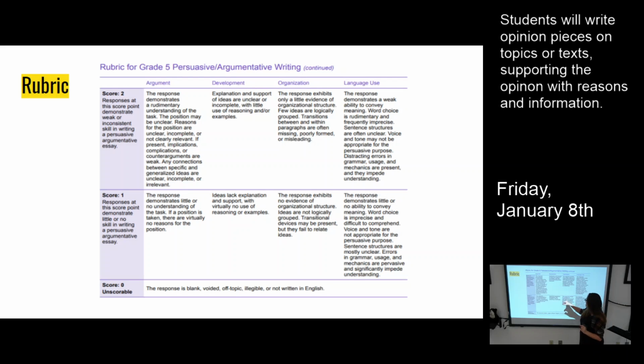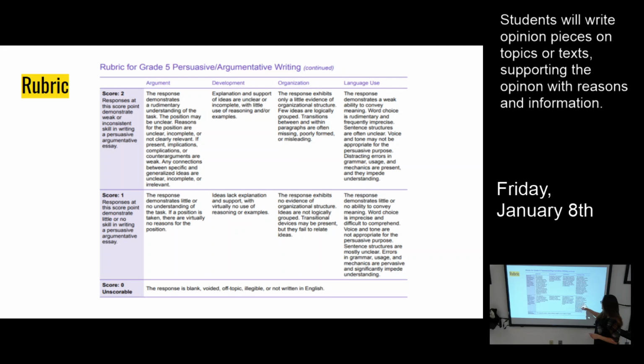Organization: the response exhibits no evidence of organizational structure. That means you do not have your 5 paragraphs. And transitional devices may be present, but they fail to relate ideas. And then for language use, the response demonstrates little or no ability to convey meaning.